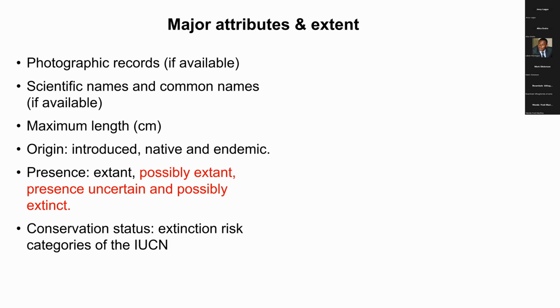One is extant, and that means that we have evidence that in the last 30 years the fish has been seen in the area or water body. And then we have possibly extant, that is if we do not have evidence that the fish has been seen in the last 30 years. Presence uncertain, we use it when the presence of the fish is not clear and needs confirmation.